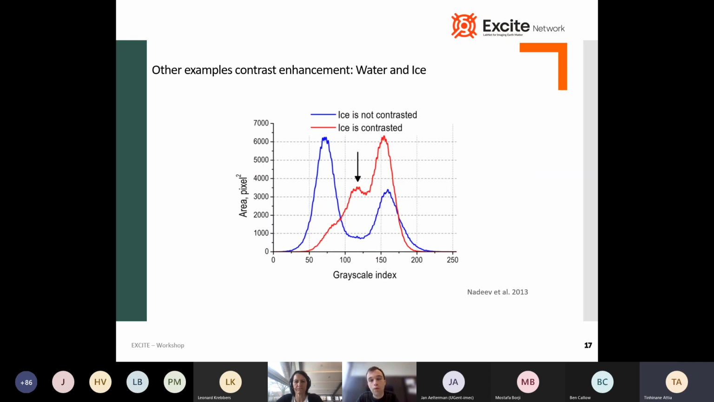You also see it when you look at the grayscale images. When there's no contrast agent, there are only two peaks. The left peak is just from the air and the right peak is from the grains. But when you add the contrast agent, there is also an extra peak coming in the middle, which is the ice.